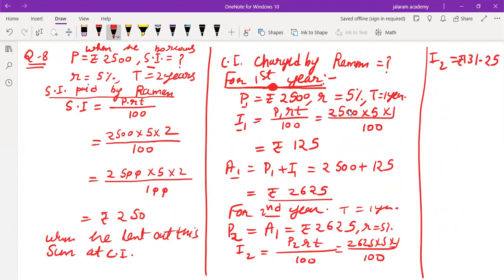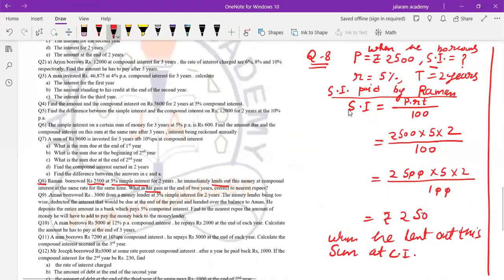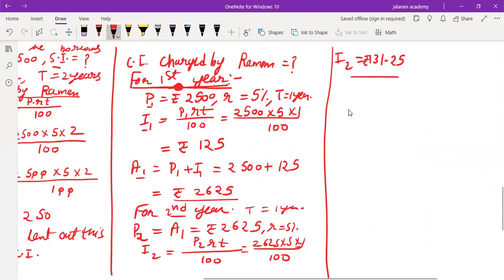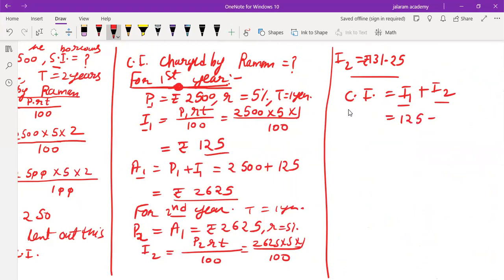rupees. Okay. So this is the interest for second year, and what we have to find is the gain at the end of 2 years. Means first we find the compound interest for 2 years, and it is very clear that it will be obtained when we add interest for first year to the interest for second year. Interest for first year was 125. Interest for second year is 131.25, and add them to get 256.25. Always write this symbol of rupees.